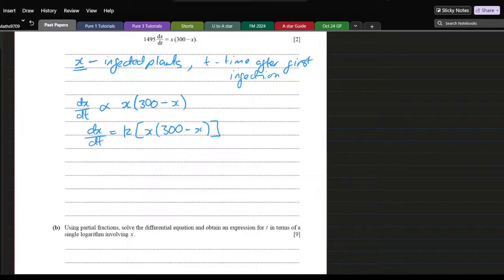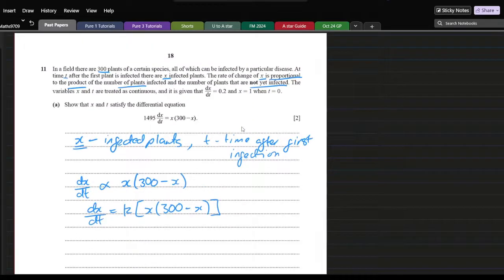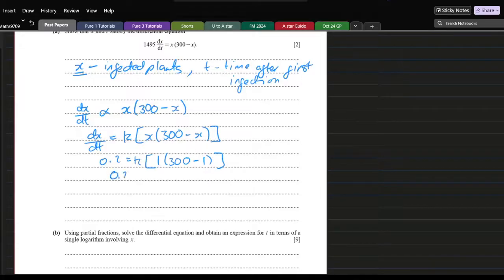Alright, and then at this stage we need to find what k is, and we can use the information that they've given us here, that dx/dt is 0.2 when our x is 1, and this is at time t is 0, 300 minus 1. Okay, so let's simplify and solve for k. So 0.2 is equal to 299k. So k would be equal to 0.2 over 299.